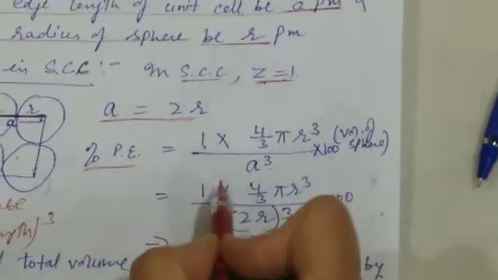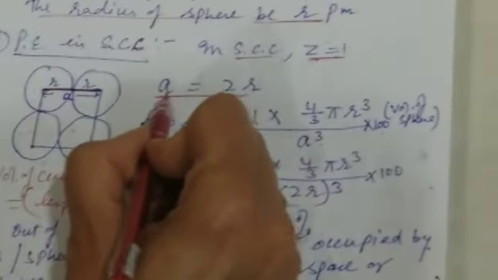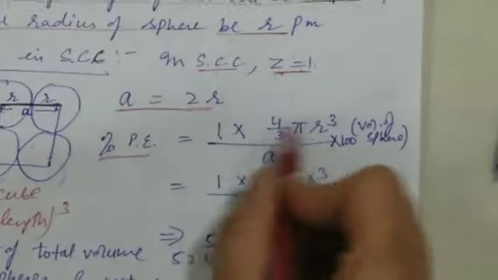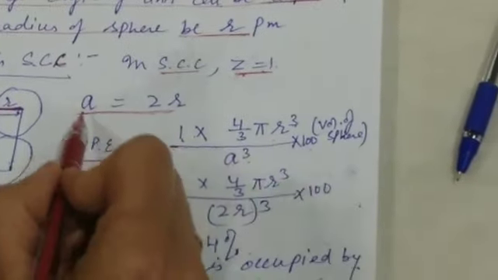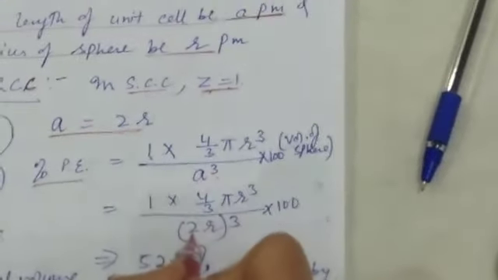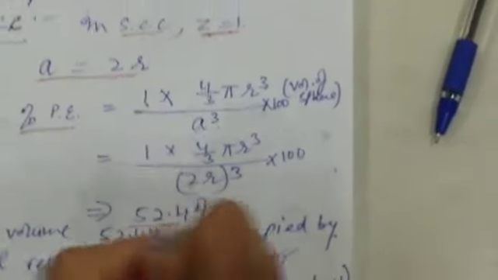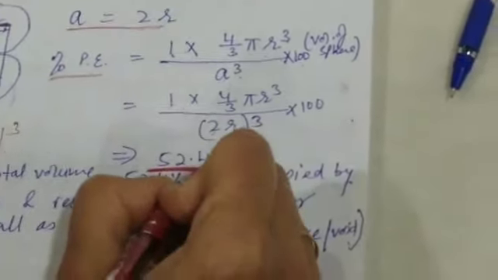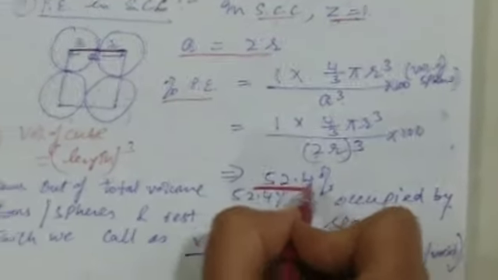will be the percentage packing efficiency of the simple cubic cell. Now, 1 into 4 by 3 pi r cube, since we have the relation between A and R, to simplify this, we substitute A by 2R. Instead of A cube, we are writing 2R cube. Now, when we solve this, we get 52.4%.